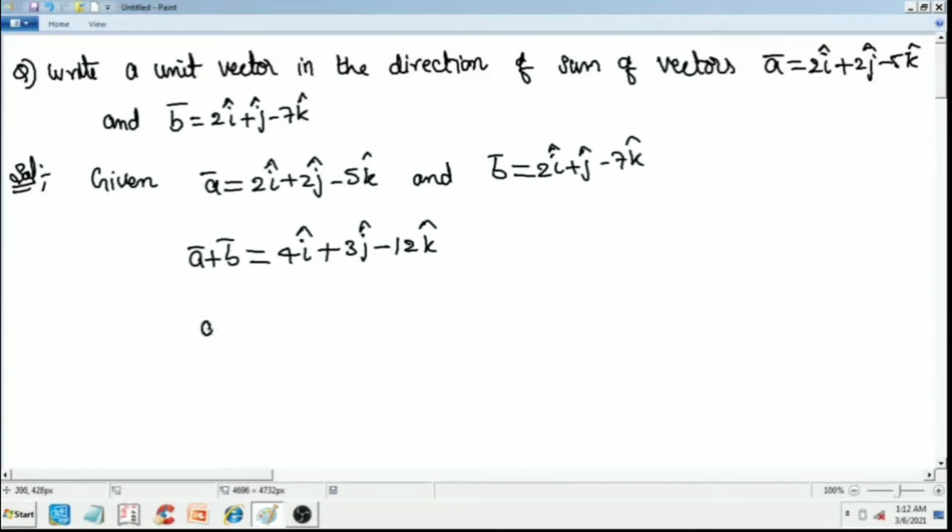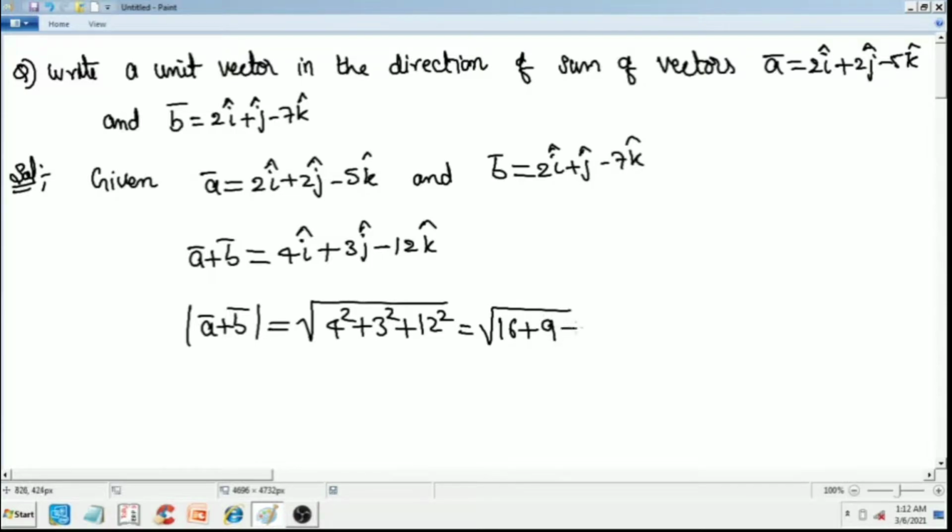So next find the magnitude. The magnitude of a bar plus b bar is root over 4 square plus 3 square plus 12 square. Minus 12 square will become plus 12 square. Here 4 fours are 16, plus 3 squared is 9, plus 144. So it will become 25 plus 144 is 169. 169 we can write as 13, since 13 13s are 169. So the magnitude of a bar plus b bar is 13.